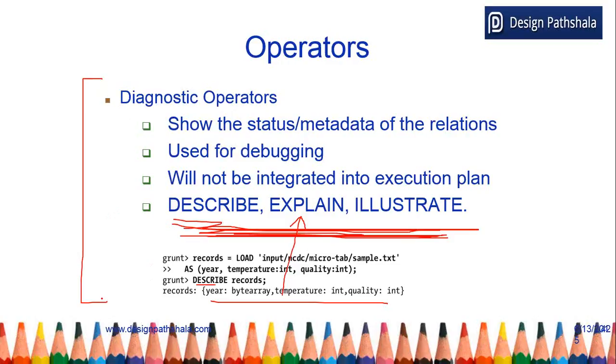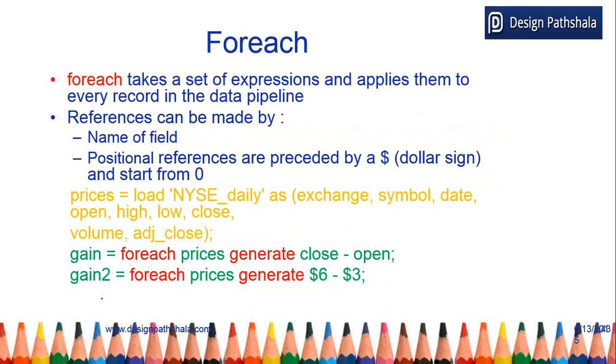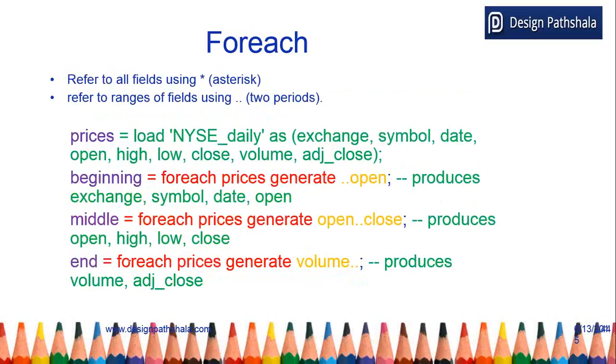So, explain and illustrate all these things which we looked at right now. FOREACH, I've already told you, is nothing but will run for each row in the file. There are a few other things for FOREACH highlighted in this slide. So I've loaded this NYC daily file which I've just shown you, and these are a few shortcuts for FOREACH.